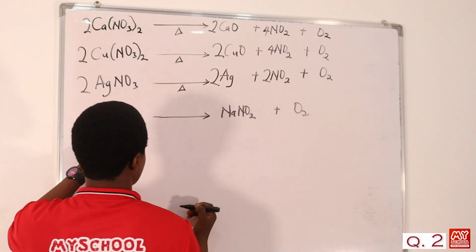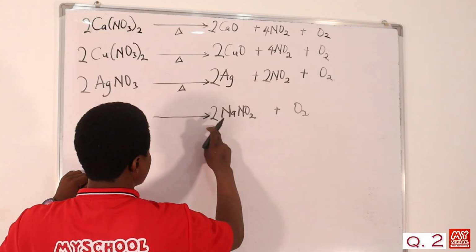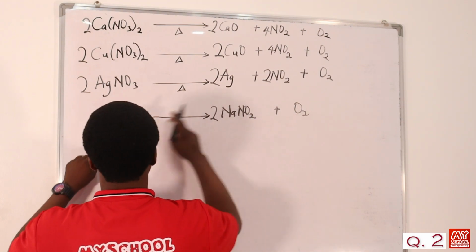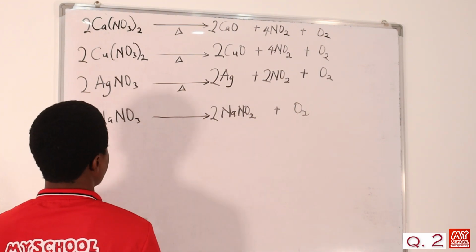Okay, that's what we're going to have. So here is 2, we have 2 here. So this is 4, this is 6. Okay, so we have a 2 here also, sodium here. So the equation is balanced.